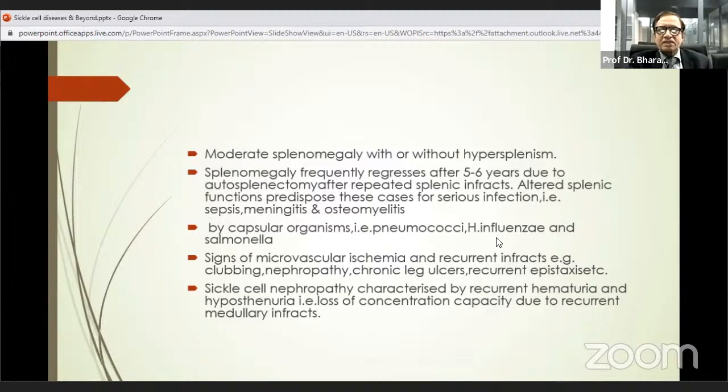It leads to autosplenectomy due to repeated splenic infarcts, and this altered function predisposes the patient to serious infection, leading to sepsis, meningitis, and osteomyelitis. By capsular organisms, they are more prone to develop these infections: pneumococci, H. influenzae, and salmonella. Signs of microvascular ischemia and recurrent infarcts lead to clubbing, nephropathy, chronic leg ulcers, and recurrent epistaxis in sickle cell disease. Sickle cell nephropathy is characterized by recurrent hematuria and hyposthenuria and loss of concentration capacity due to recurrent medullary infarcts.